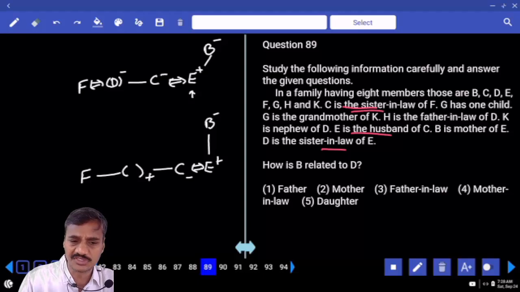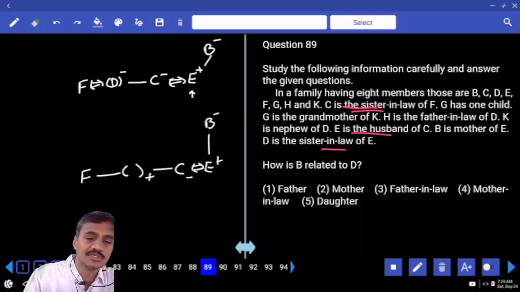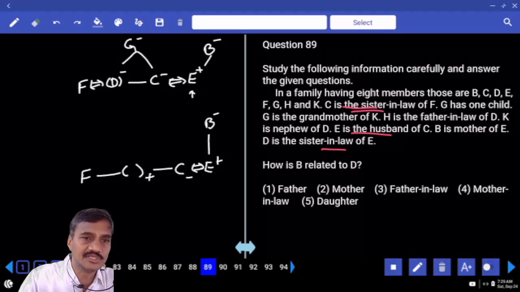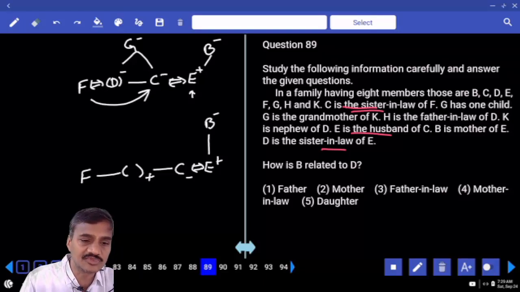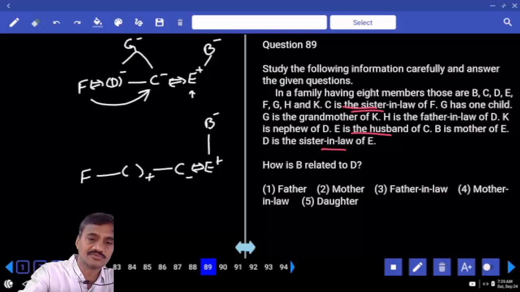Now C is the sister-in-law of F and G has only one child. G is having only one child and at the same time G is the grandmother of K. Where should G be? G should be here. But here G is having only one child. Is it possible? That means C cannot be F's spouse's sister, and C must be F's brother's wife.